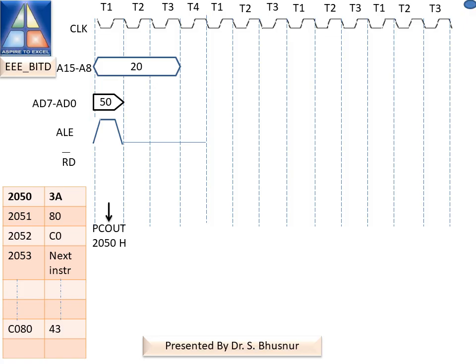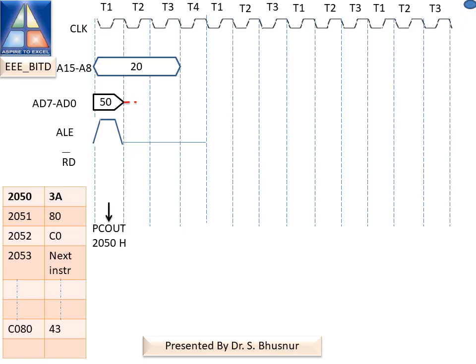In the first machine cycle, especially in the first T state of the opcode fetch cycle, the contents of the program counter, which are assumed to be 2050 in this example, will be output on the address bus. High order address 20 is put over A15 to A8 and low order address 50 is put on the low order address lines AD7 to AD0. During the same T state, ALE is activated, which latches the low order address and makes it available to the external devices.